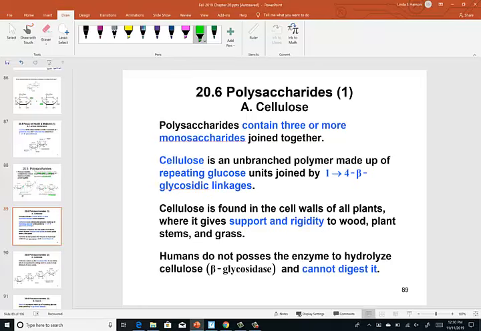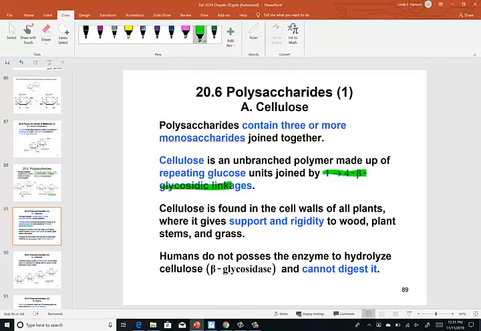Polysaccharides must contain at least 3, otherwise it would be considered a disaccharide. They're joined together by glycosidic linkages, again through the 1,4 alpha or beta. If it's cellulose, we saw it beta, and if it was starch or glycogen, we saw it in an alpha position. As a quality of cellulose, we find it in cell walls of plants where it gives support and rigidity to wood, plant stems, and grass. Cellulose is a very fibrous substance, for instance, found in celery, the very fibrous, woody pulp that celery can degrade to.